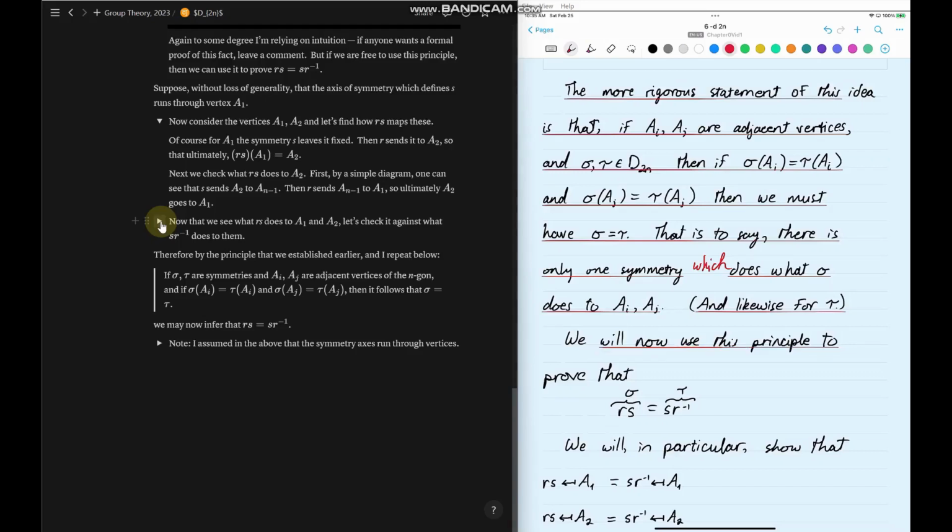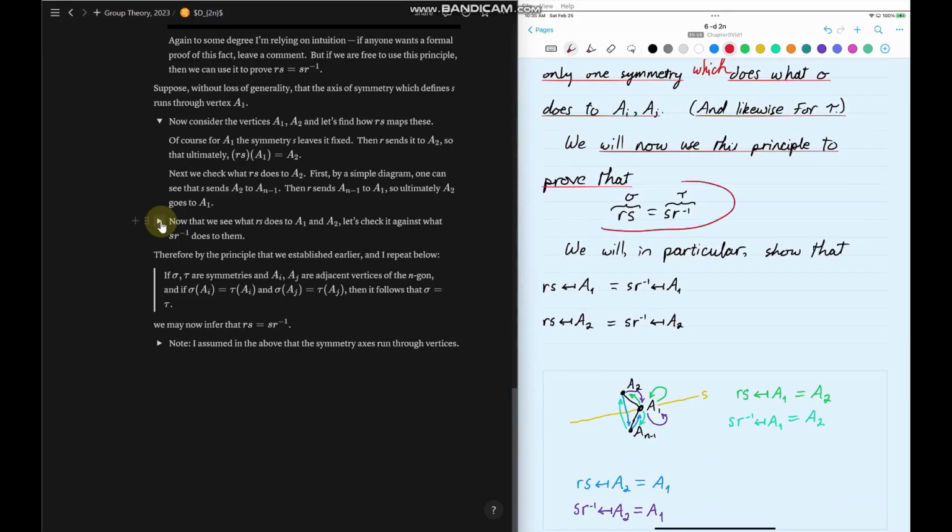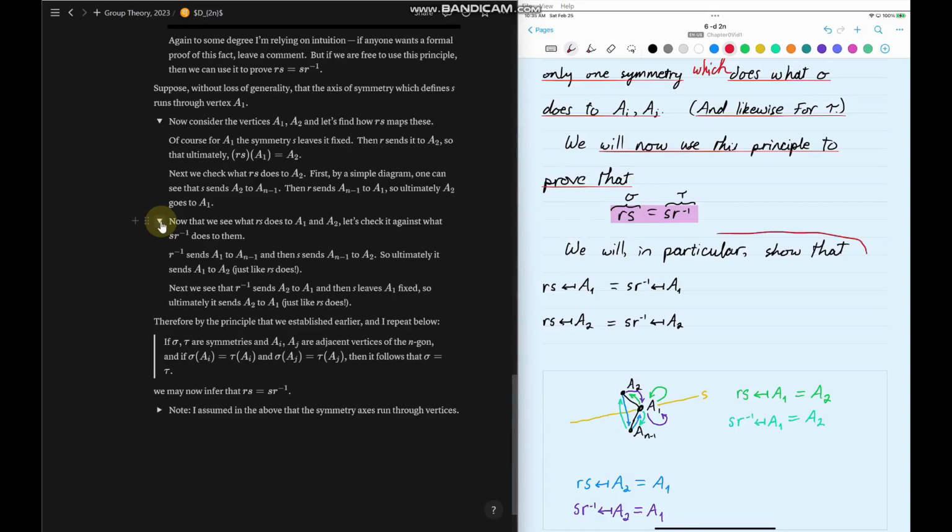We will now use this principle to prove that rs equals s r inverse by taking rs to be sigma in that principle and tau to be s r inverse in that principle. We will in particular show that rs maps A1 to the same thing that s r inverse maps A1 to. And we will also show that rs maps A2 to the same thing that s r inverse maps A2 to.